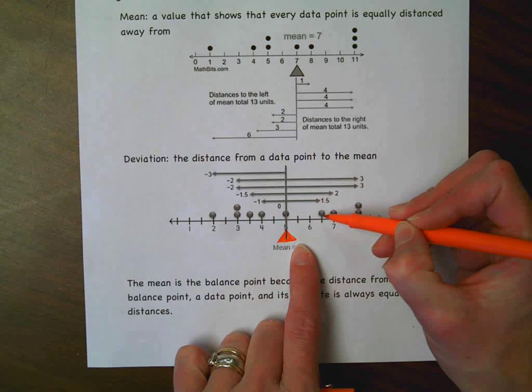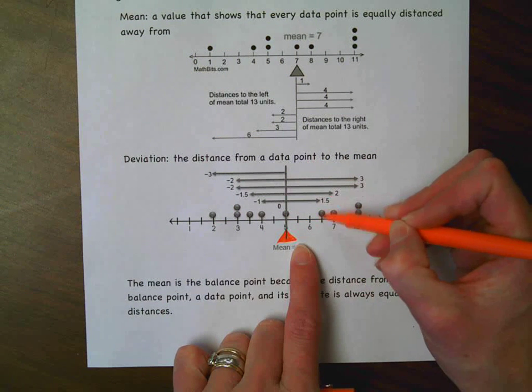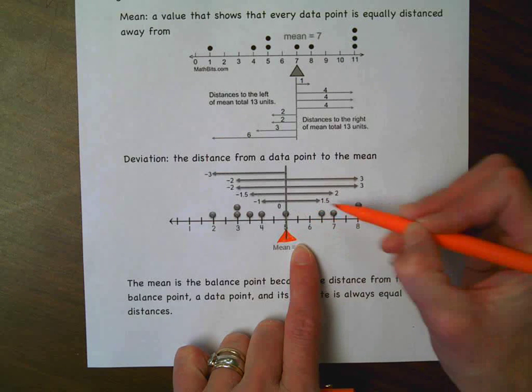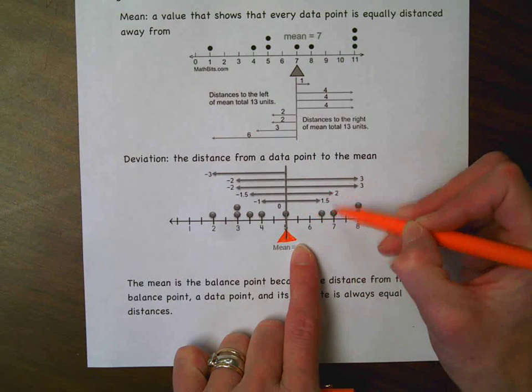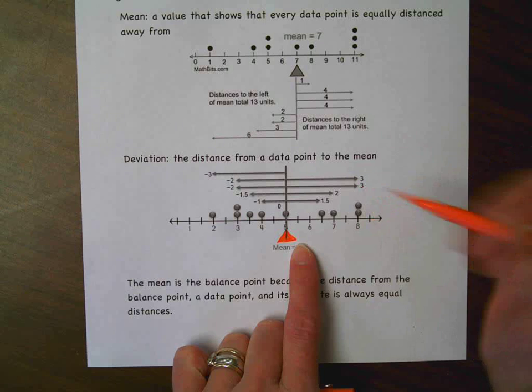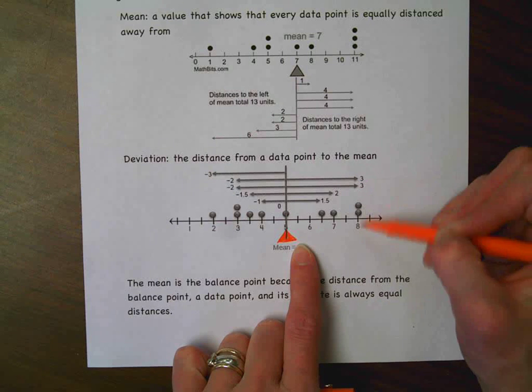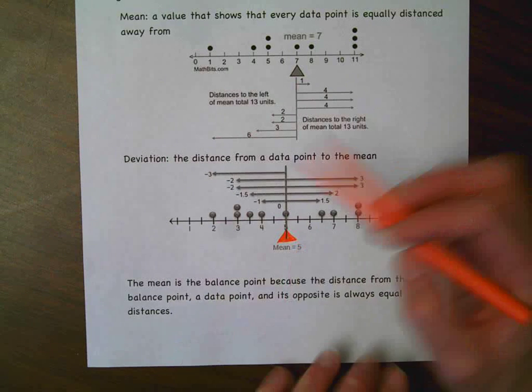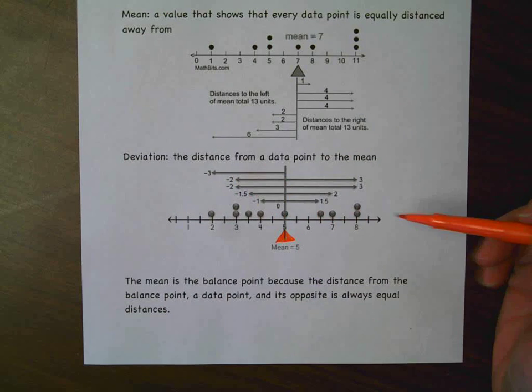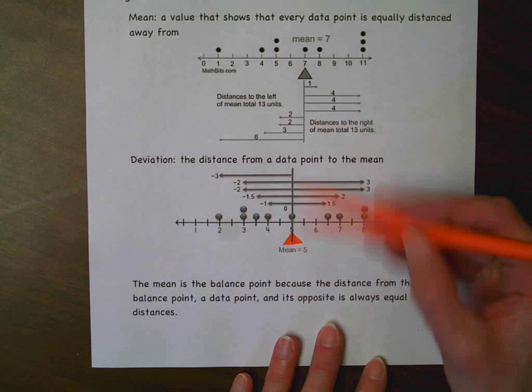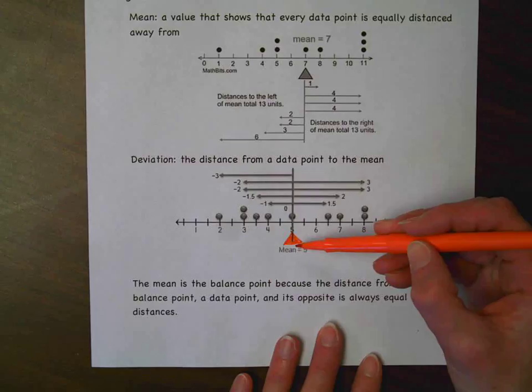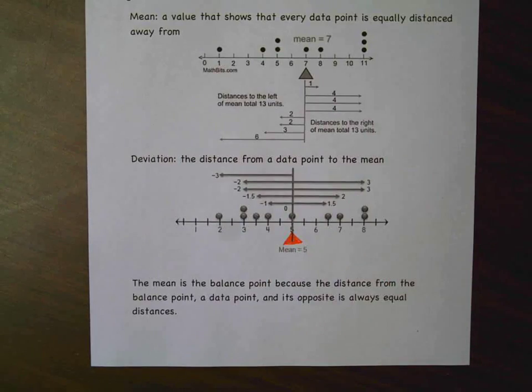Do it on the other side. You're going 1.5 to the right, so that's a positive 1.5. You're going 2 to the right, so that's a positive 2. You're going 3 to the right, so that's a positive 3. And you're going 3 to the right, so that's a positive 3. So you've just determined the deviation from the balance point, okay?